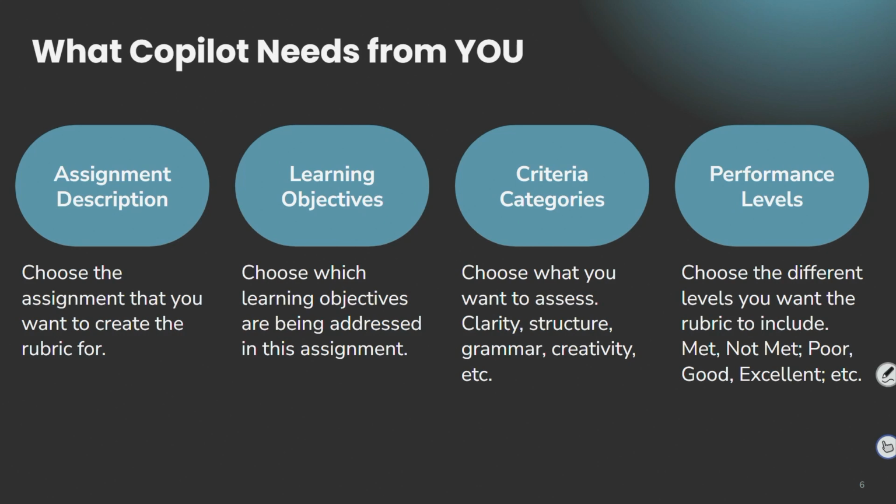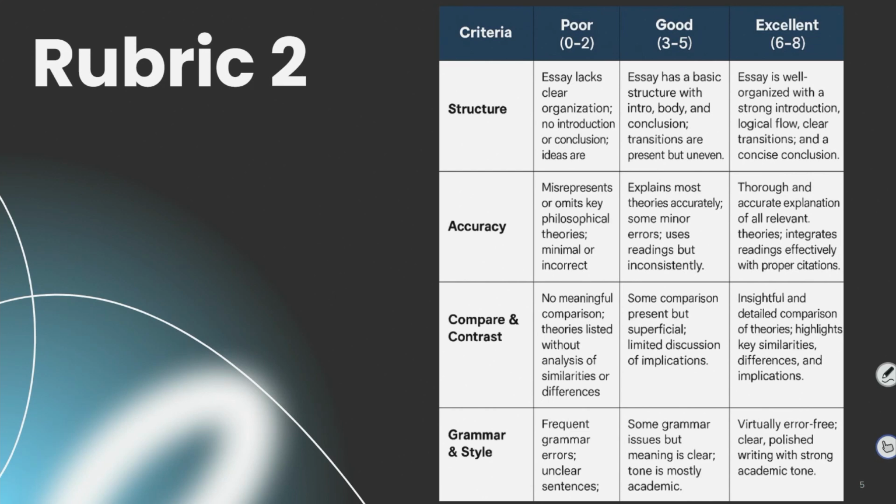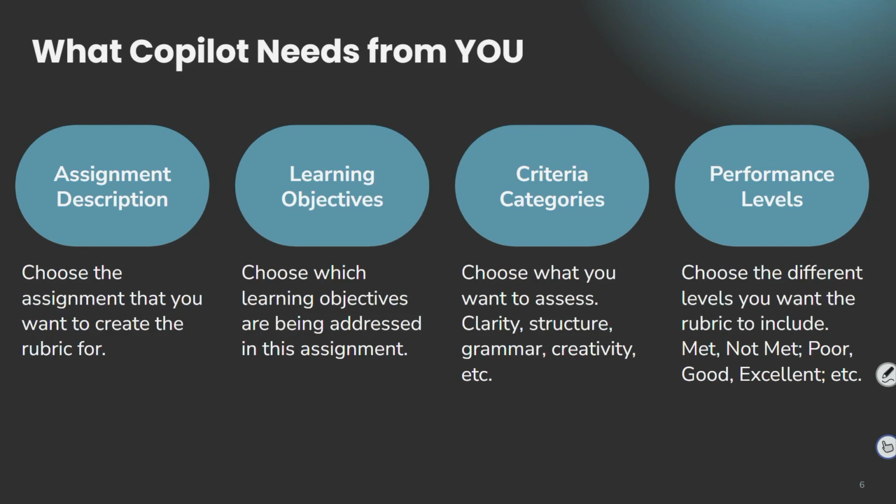Criteria categories, this would be what you want to assess. So on my previous rubrics, we had structure, accuracy, compare and contrast, grammar and style. For maybe a math assignment, you would want to see their level of showing their work or explaining why they got their answer. For a creative assignment, you might want to assess their ability to show that they understood the interpretation of the art piece or something like that.